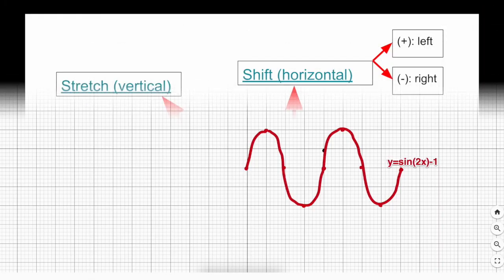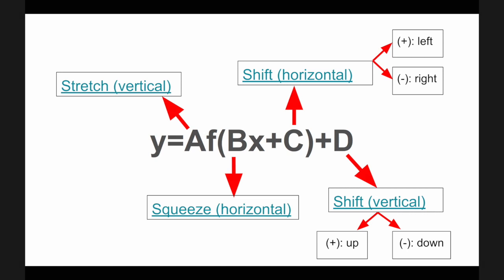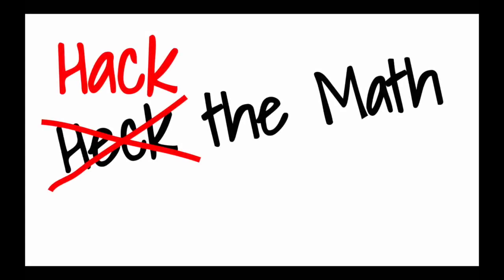In summary, this is how the 4S words work as a memory aid to help recall how any graph transformation where y equals a function of x can be quickly sketched.